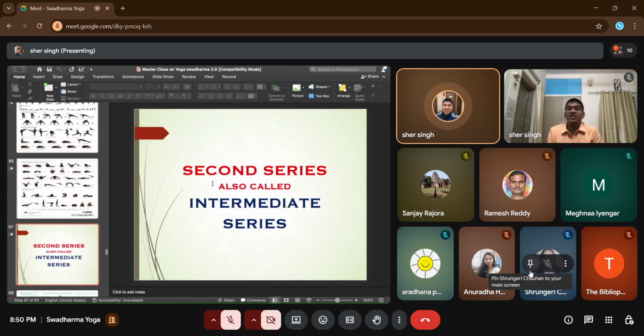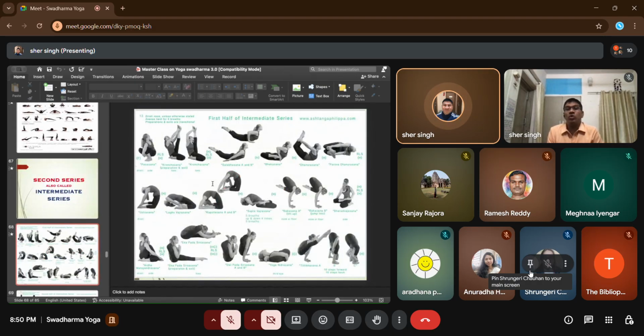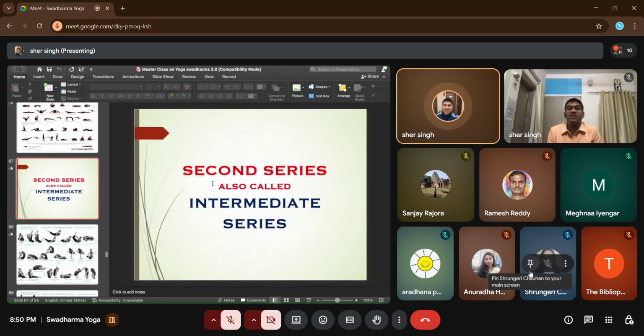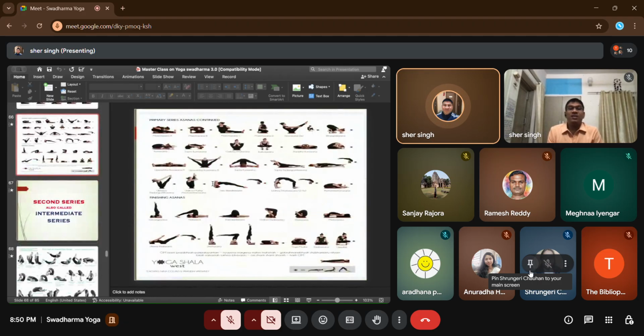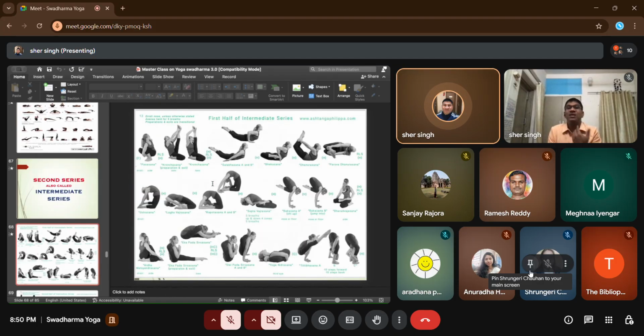Then comes the second series. It is called the intermediate series. This also consists of 72 asanas. So what is the basic difference between these series? The standing asanas and closing asanas, and first the Surya Namaskar warm-up sequence, remain the same, but the seated asanas get changed.